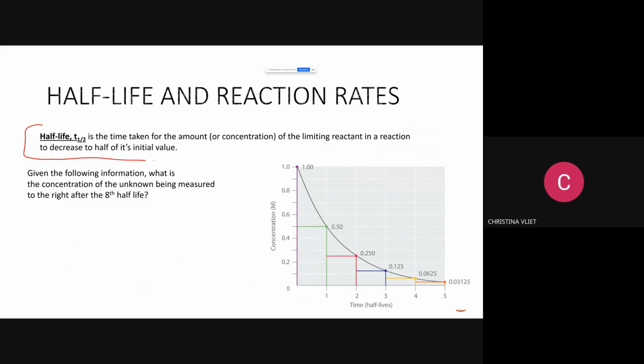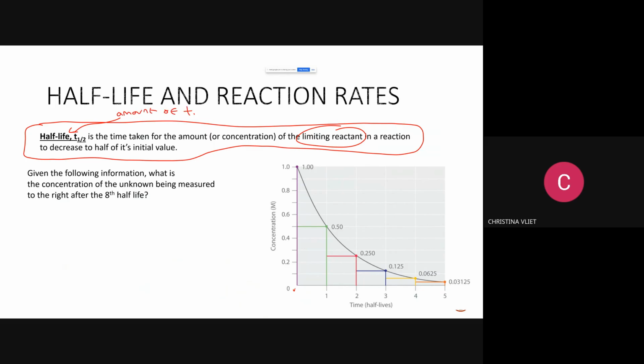All right, so half-life. This is a definition, the only definition we need to learn today. Half-life in kinetics is the amount of time, it's always an amount of time, for the concentration of the limiting reactant, the one that runs out first, in a reaction to decrease to half of its initial value. So half-life, it's an amount of time. Amount of time to have half the amount you start with.